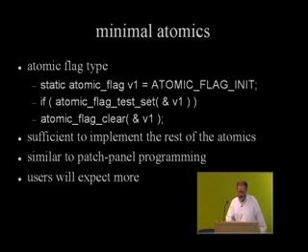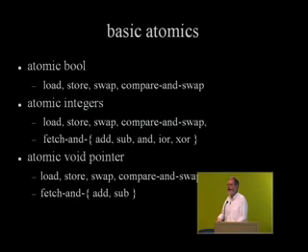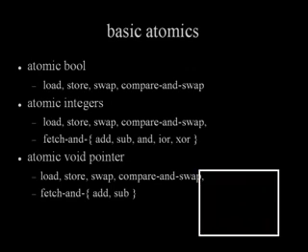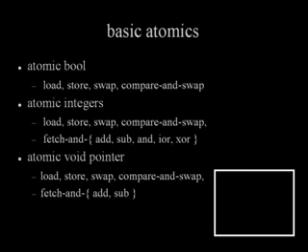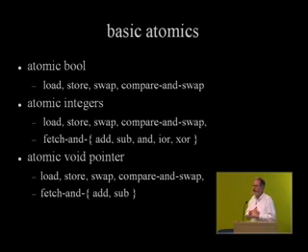Past that, we have a few basic atomic types: a Boolean, a set of integers, and a void pointer. And you can build these from that flag that I showed you earlier. The proposal before the standard shows how to do that. But we expect people to go a little bit further than that.